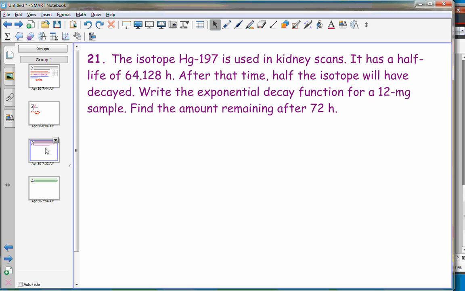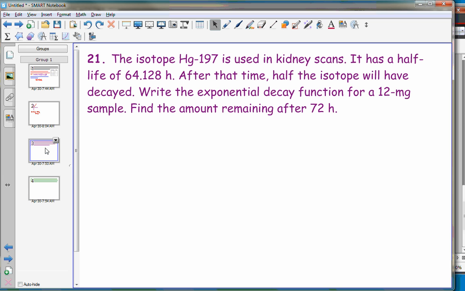Now I briefly talked about, I think I talked about 22 in class with you guys the other day. Did I talk about 22? Now, since isotope HG197 is used in kidney scans, in other words, what does that mean? They're like chemical dyes they inject and use so they can light up your whole body whenever you're in a scan. That's what that isotope is. Do we all understand that? Yes. They inject you with a dye.